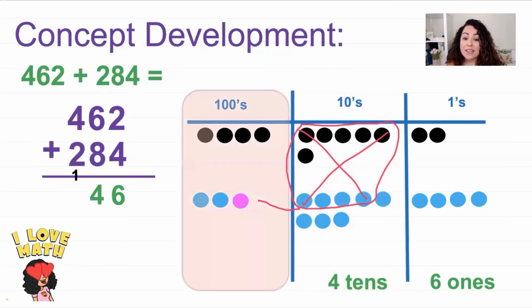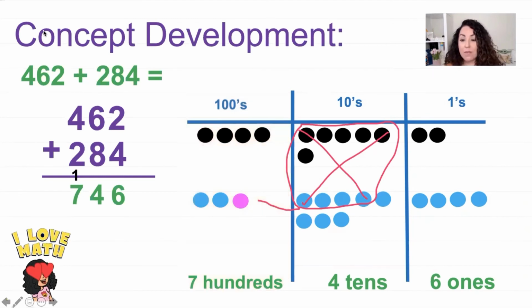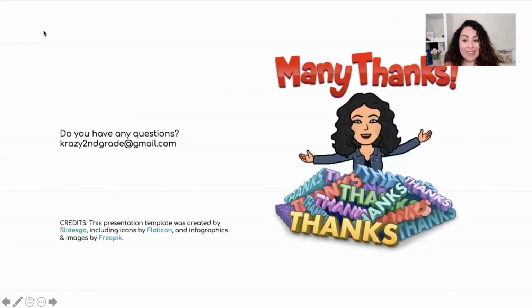So let's go ahead and look at the hundreds place. I have 4 hundreds plus 2, and then our new 100 right there is 7 hundreds. And to put it in the algorithm, I just add it right there. So altogether, 462 plus 284 is equal to 746. And that's it for today.